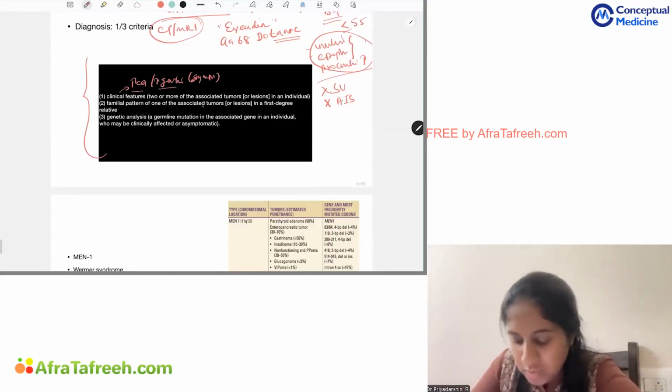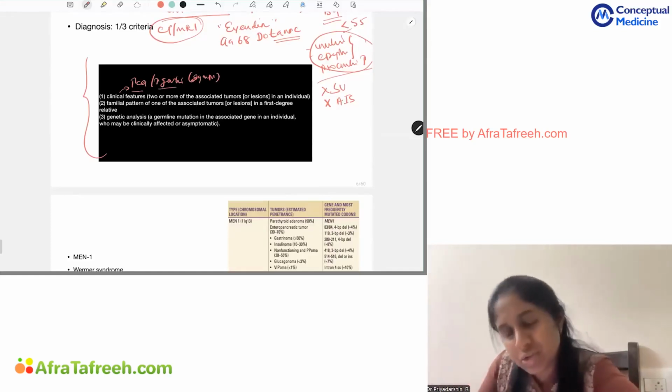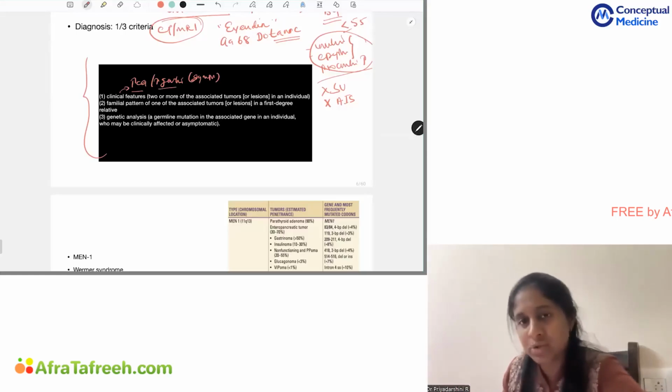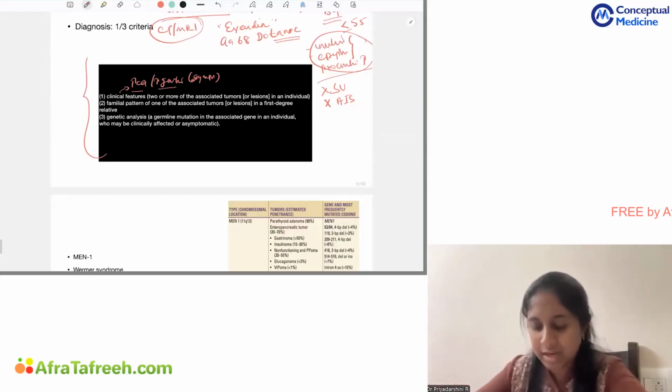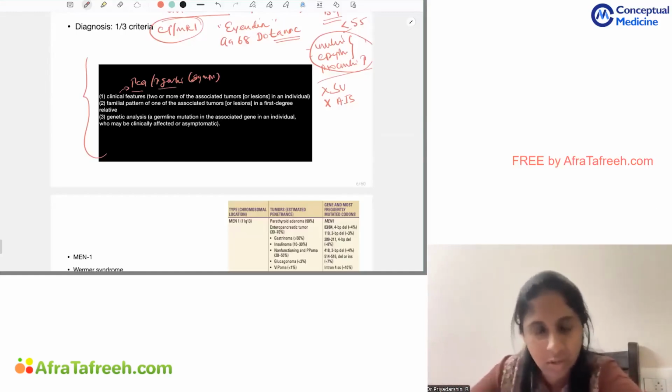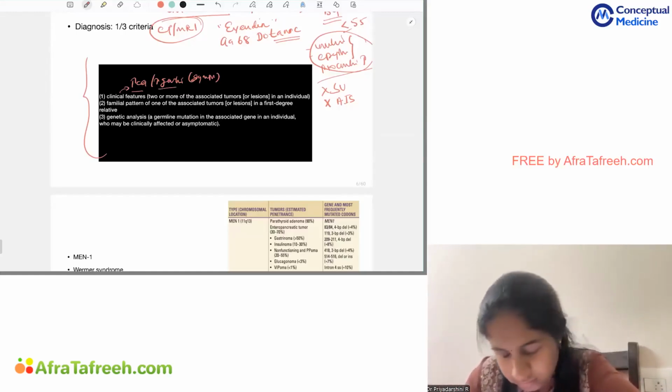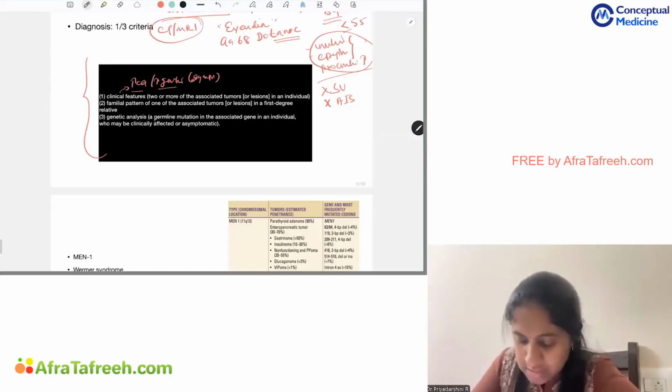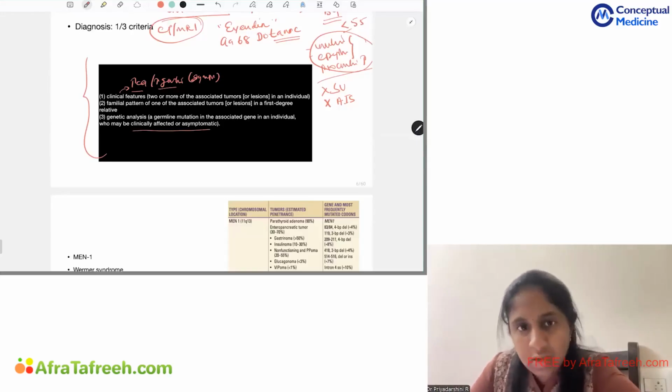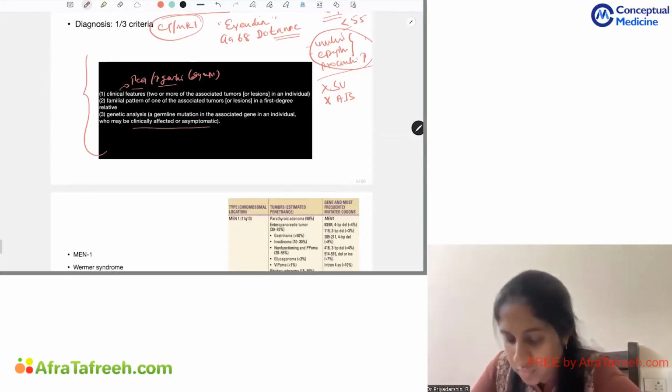The second is a familial pattern of one of the associated tumors. See, a brother should have or the father should have, and again they should have a hyperparathyroidism. So two patients in the same family, in the same first degree relatives, are having hyperparathyroidism. So think more in terms of MEN syndrome. The third is genetic analysis, a germline mutation in an individual who may be clinically affected or asymptomatic. Then also think more in terms of MEN syndrome.